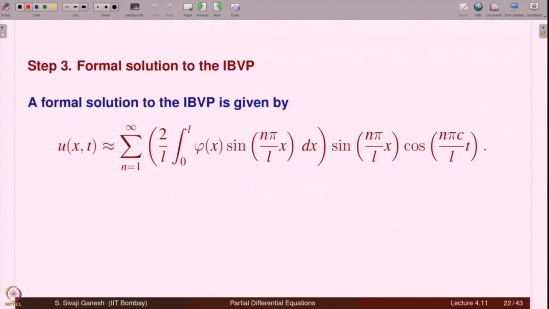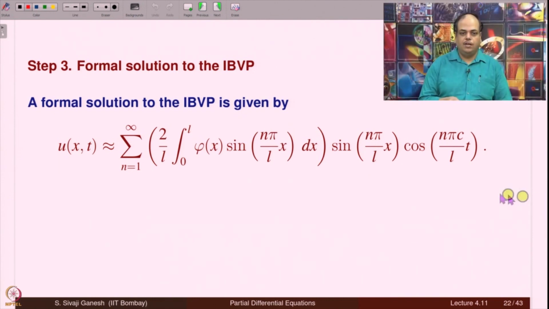Now, the formal solution to the IBVP is given by this. I have just substituted the values of bn. So, this is still a proposed candidate solution to the IBVP, that is why we still use this approximation symbol, just to make sure that we have not checked things.